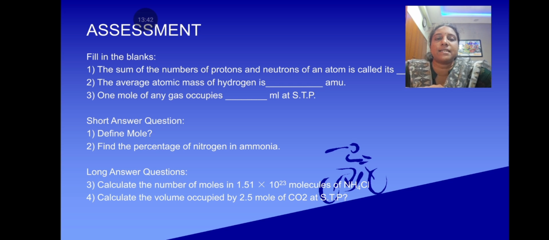So we have an assessment. These are some of the questions. You can all practice at home. Find out the answers to these questions and bring them to the next class.